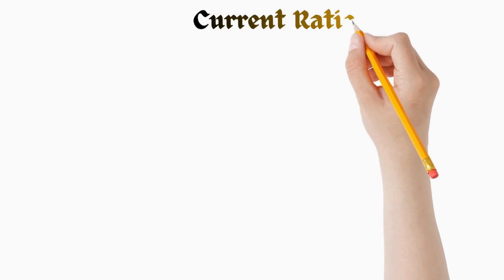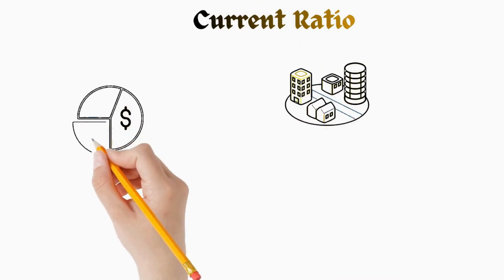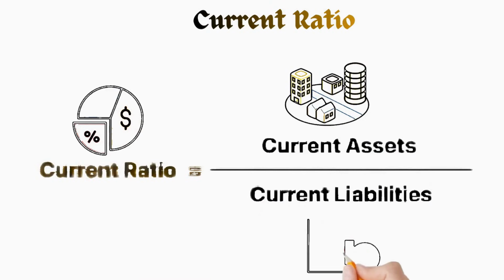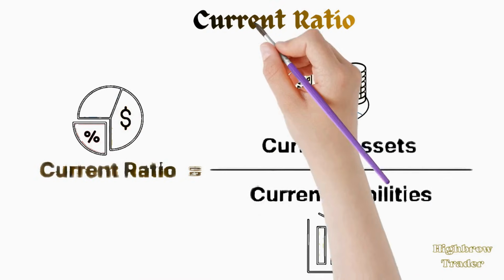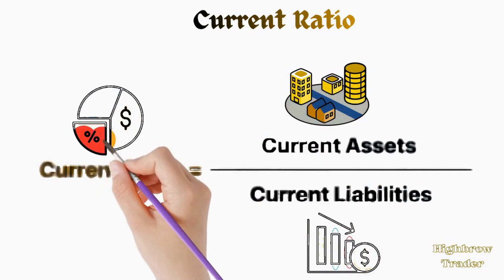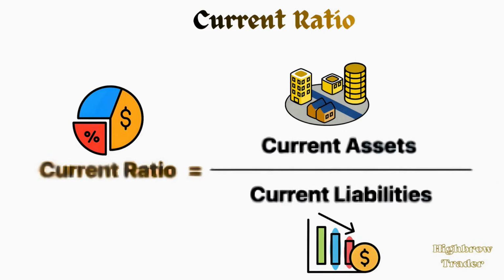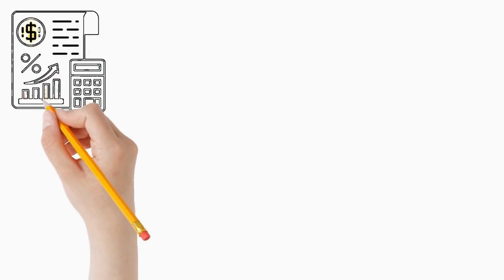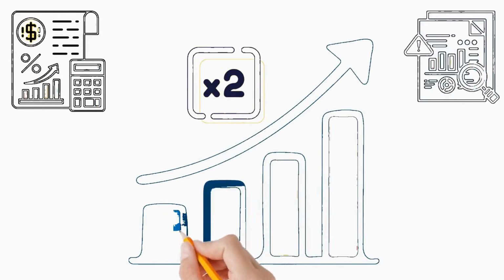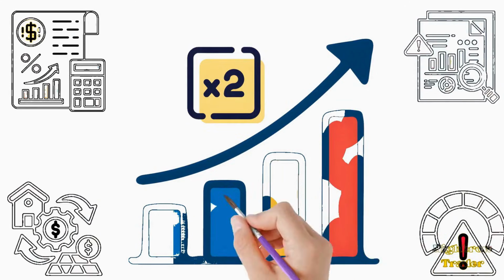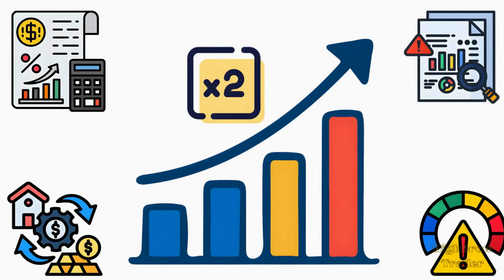The current ratio measures a company's ability to pay short-term liabilities using its current assets. The formula is current ratio equals current assets divided by current liabilities. For example, if a company has 200 in assets and 100 in liabilities, the ratio is 2.0. This means the company has twice the resources needed to cover its obligations. A ratio above 1 is generally considered good, but extremely high values may indicate inefficient use of assets.